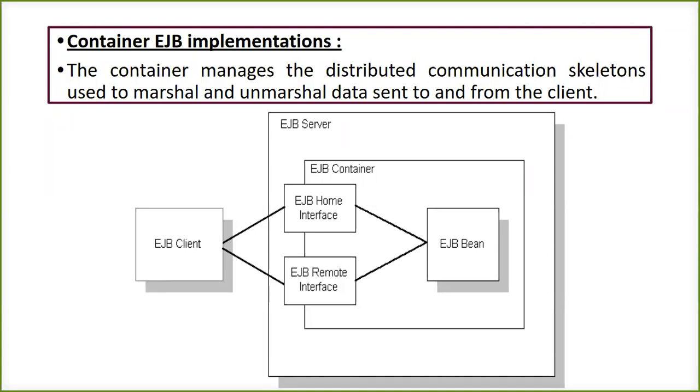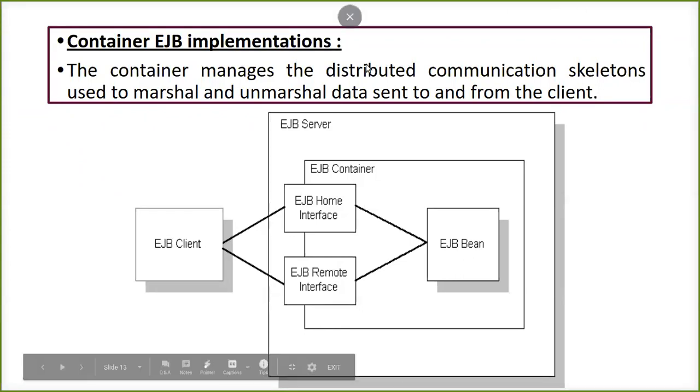Now, when we talk about the EJB container, the container is going to manage the distributed communication. It is also going to manage the marshalling and unmarshalling of the data which is sent and received from the client. So if you see the basic structure of this, we have an EJB client, an EJB server, and an EJB container. Okay.